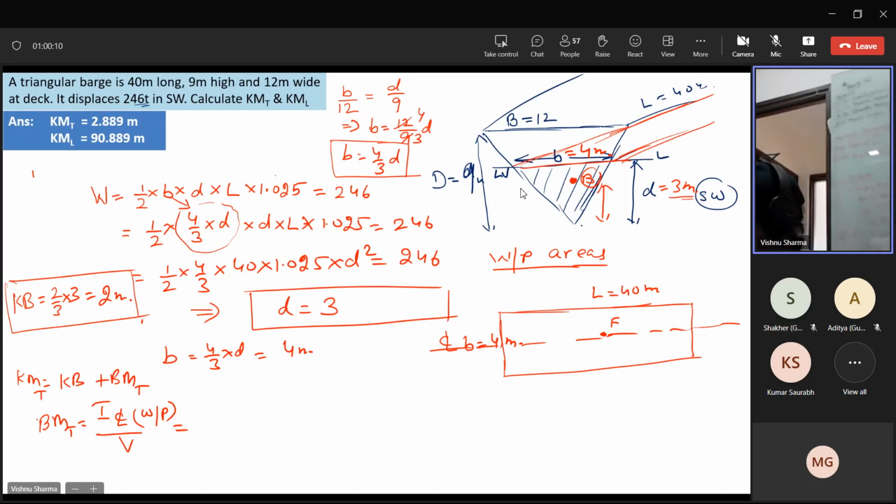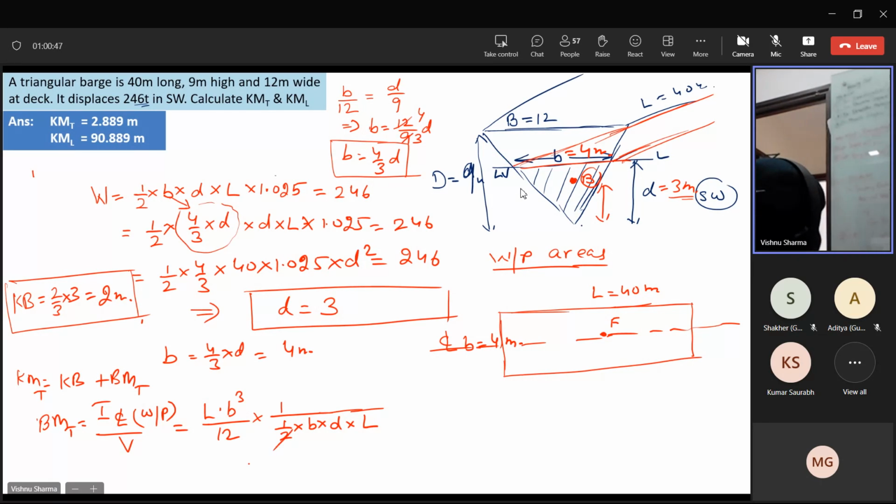Now, what is this coming as? ICL will be equal to, I'm sure you'll agree with me, L into B cube upon 12. Correct, beta? ICL of the water plane divided by volume of displacement. Now, if somebody says I'll get it by 246 by 1.025, you can do that way, no issues. But I'm going by area into length. Half base is small b, height of the triangle is d, length of the vessel is L.